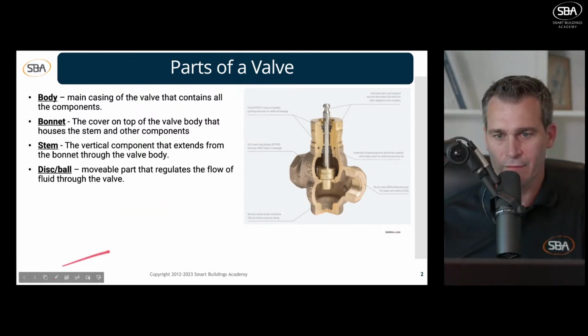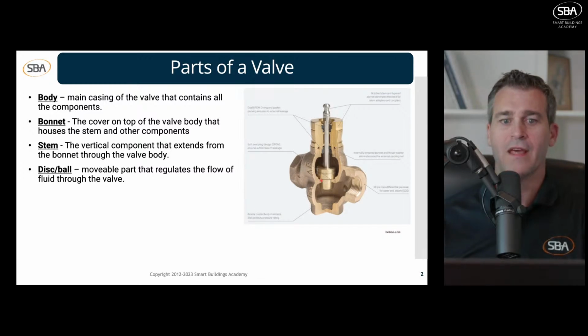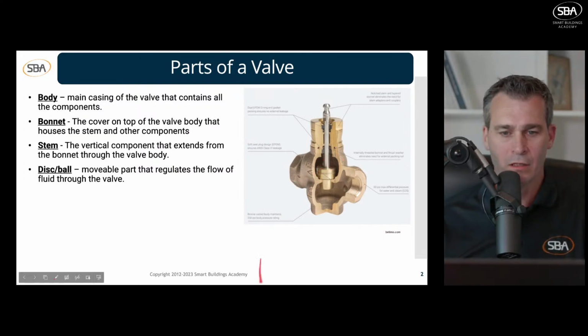Now, we also have the disc or the ball. What I talked about before is a ball valve. This is a movable part that regulates the flow of fluid, which will be water in our case, through the hydronic system. That's going to be the ball, or it could be a disc. I'll show you an example of what a disc looks like in a second.